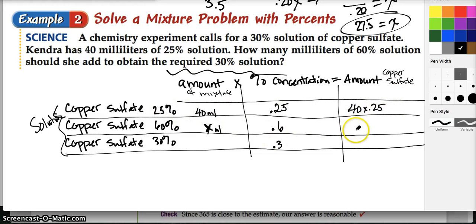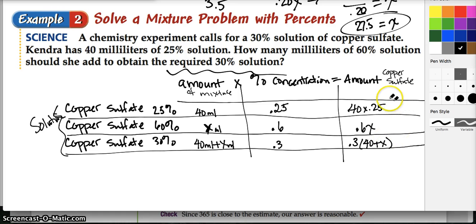Get it? Okay, good. So then I'm going to multiply each of these. So 0.6 times x. And what am I multiplying here? Well, this is going to be the sum of both of these, right? Kendra has 25%, and she's going to add the 60% in there. So however much of the 60% solution she adds is going to add to her 40 milliliter solution, to give me 40 milliliters plus x milliliters. So I can determine the amount of copper sulfate in this solution by taking the concentration 0.30 and multiplying that by 40 plus x.